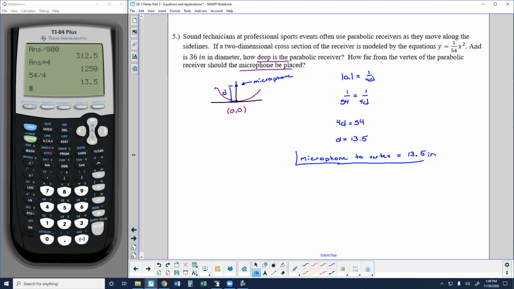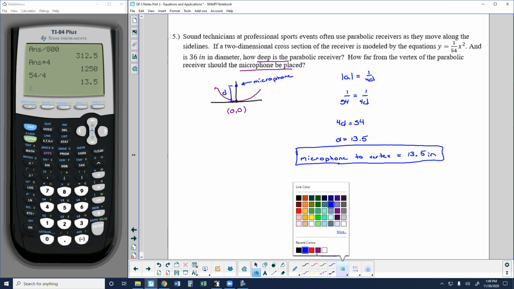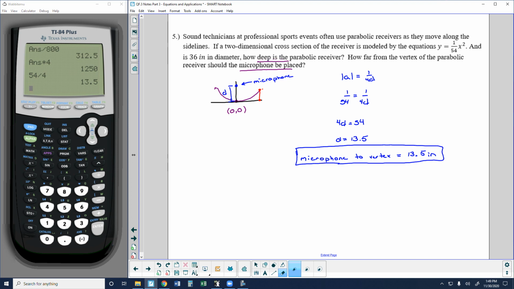Okay, you don't have to write complete sentences, but let's give some context. So microphone to the vertex is 13.5 inches. That's the first thing that we were able to find. Now, the second thing it says is how deep is the parabolic receiver? So we also want to know, basically, how far is it from the tip of the parabolic receiver down to the base of the parabolic receiver. So let's just use a random variable, let's call this distance r. We need to find r.